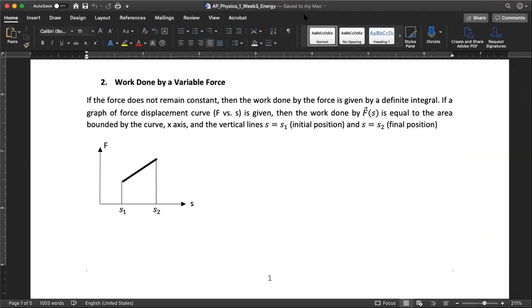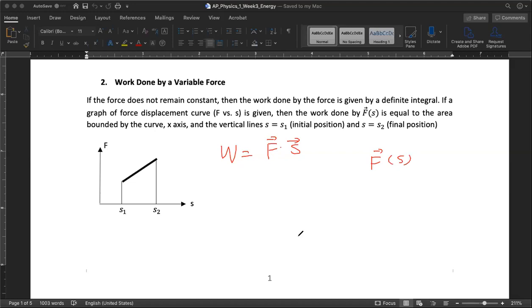The official definition of work done, as we said, for the constant force is defined as force times the x, right? But the F might be just a function of x. So in that case, it will be defined as the integral.